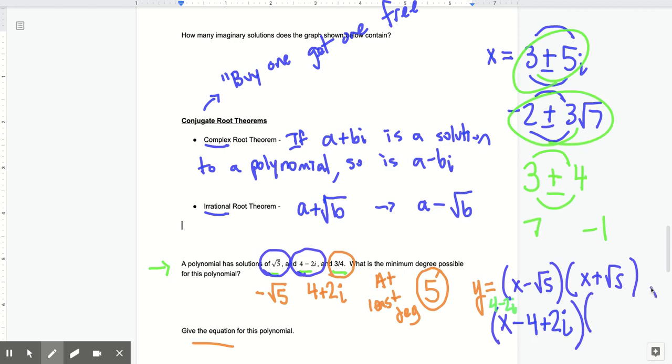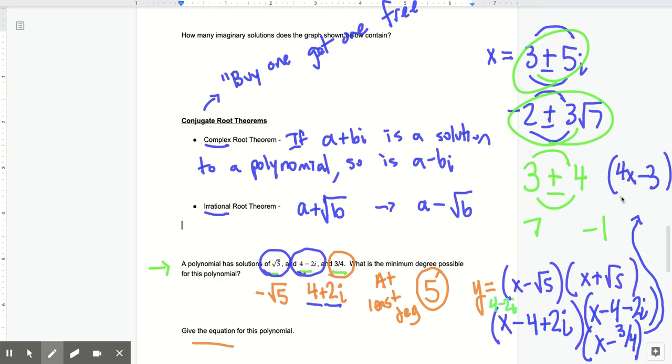Thinking about the same thing with my next parenthesis, if I want 4 plus 2i to be an answer, I need to cancel out a positive 4, so I'm going to do negative 4. And I need to cancel out a positive 2i, so I'm going to do negative 2i. My last parenthesis is 3/4, so I'm going to have x minus 3/4. You also can get fancier with this guy right here. Instead of doing x minus 3/4, what I can do is think about what that parenthesis would have said to solve it right here to get 3/4. And that actually is going to be a 4x minus 3. Because if you add 3 and divide by 4, you get 3/4.